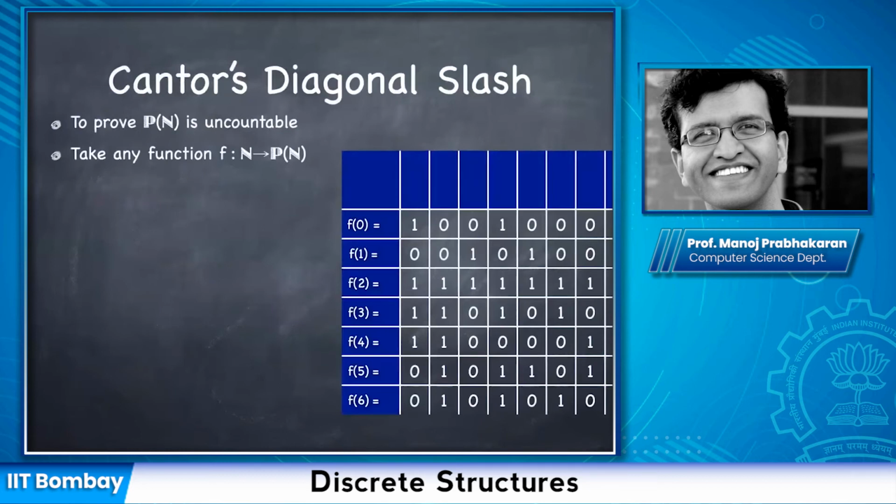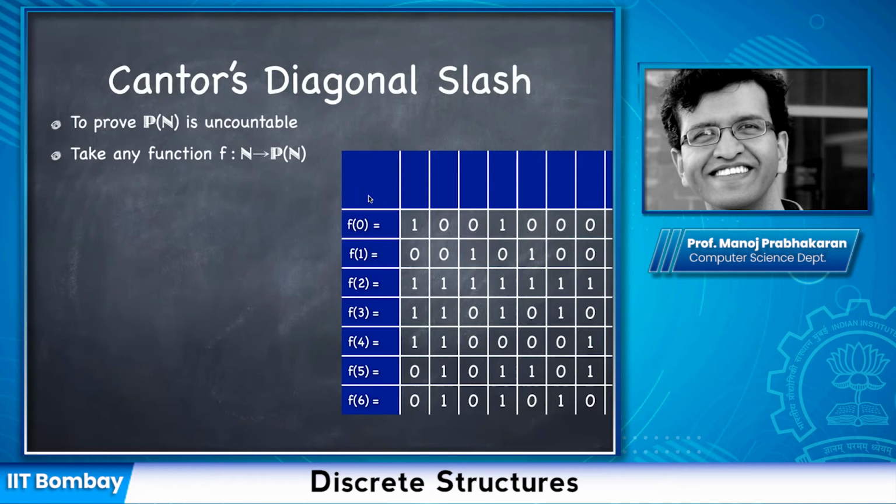So I'm going to show that no function from N to Pn can be onto. There is no way to cover all of Pn using integers. That's what I would like to prove. So take any function f, and at the end of the slide we'll say that f is not onto. Now a function from N to Pn means for each element in N, 0, 1, 2, 3, and so forth, I can write down some element in Pn. How do I write down an element in Pn? An element in Pn is a subset of N.